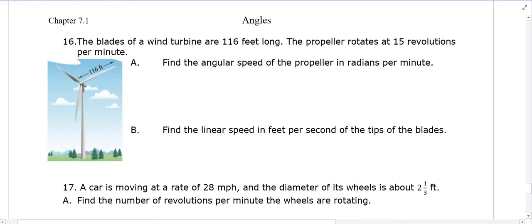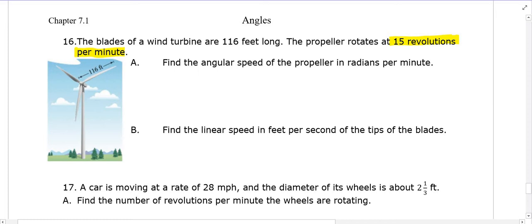The first question says the blades of a wind turbine are 116 feet long and the propeller rotates at 15 revolutions per minute. First of all, what do we have? We have the speed. That is the angular speed. How did I know? Because it's measured in revolutions per minute. We want to find the angular speed of the propeller in radians per minute.